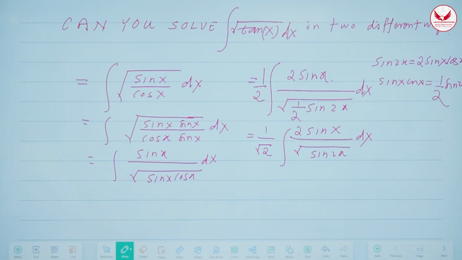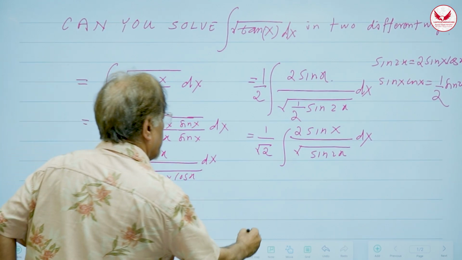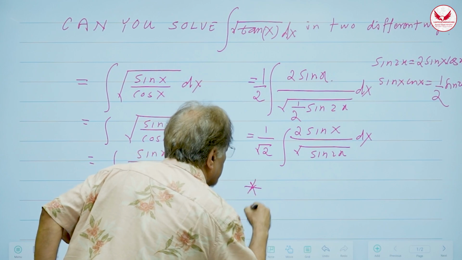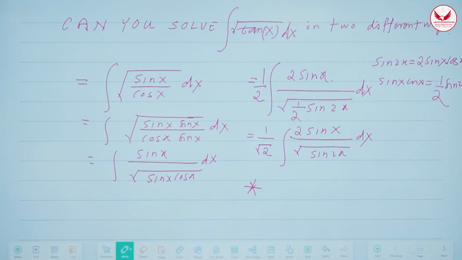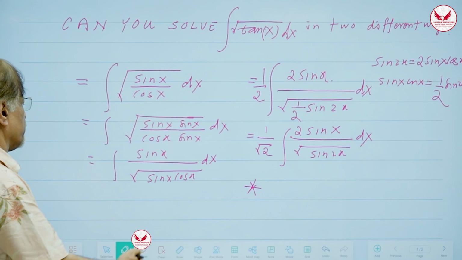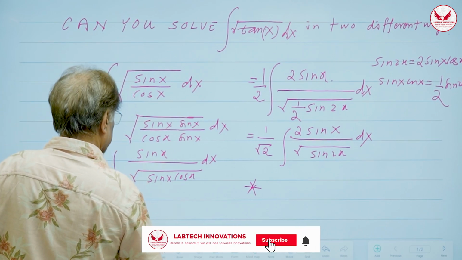So far so good. What am I going to do with this? Now that is the most interesting step. So the next step is going to be crucial. It's a 5-star step, the most difficult step to understand. What am I going to do is this? Let us see.